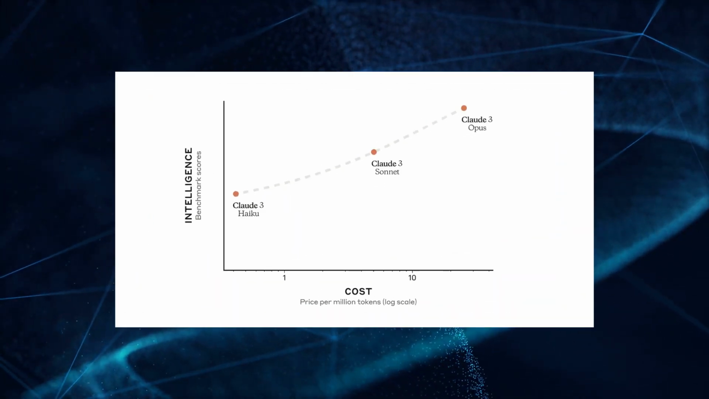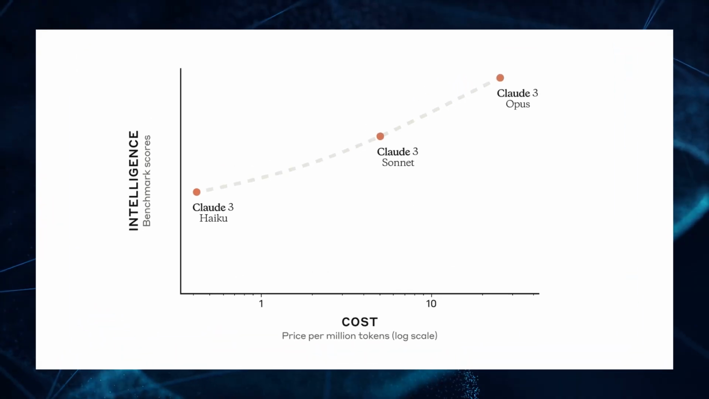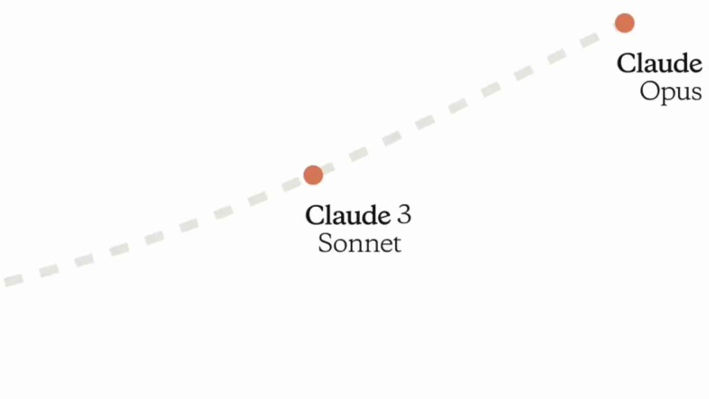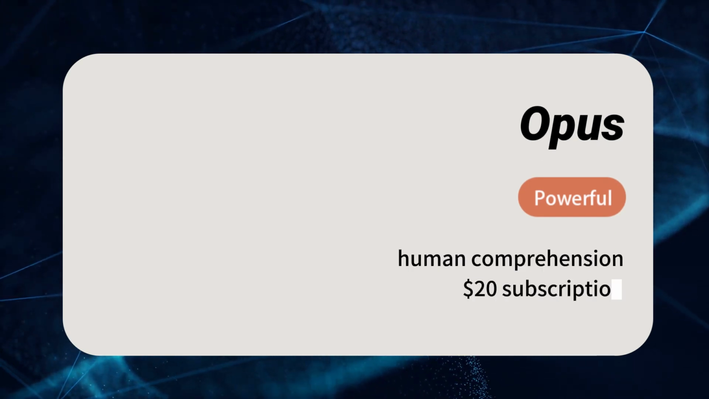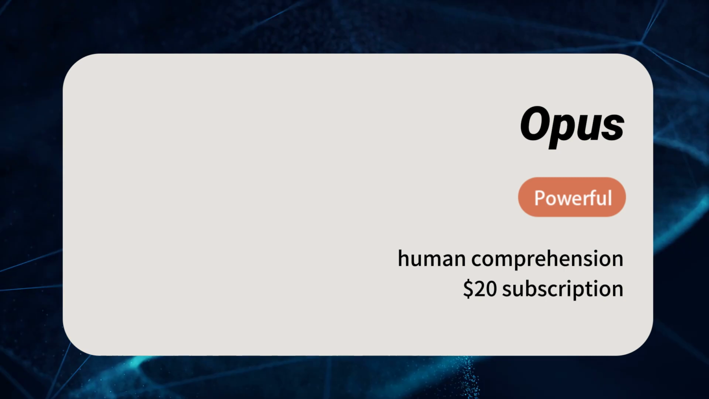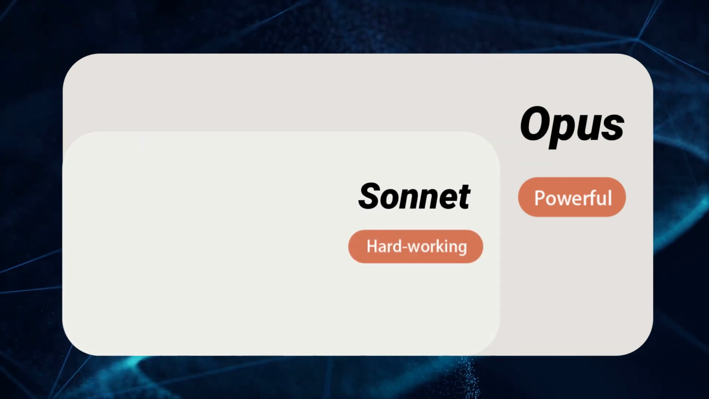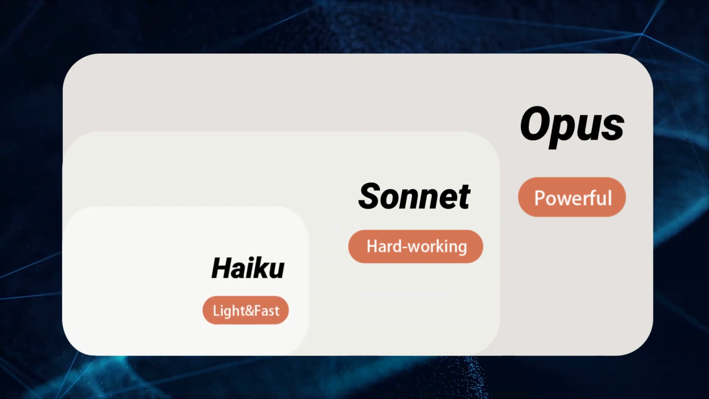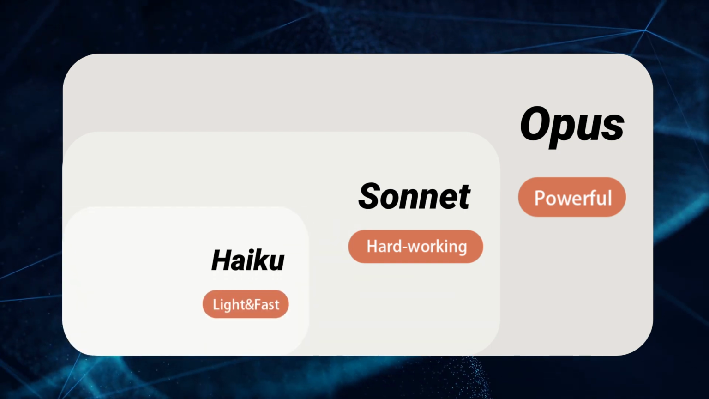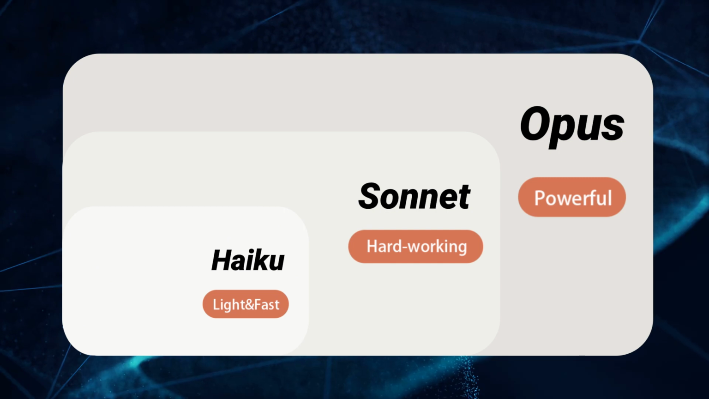There are three models in the Claude 3 model series, categorized by size into Haiku, Sonnet, and Opus. The largest and most powerful, Opus, implements human comprehension and requires a $20 subscription. Sonnet replaces Claude 2.1 as the base model for chatting and is free to use. Haiku is the fastest replying model and implements conversations, but is not yet online, so let's look forward to it together.